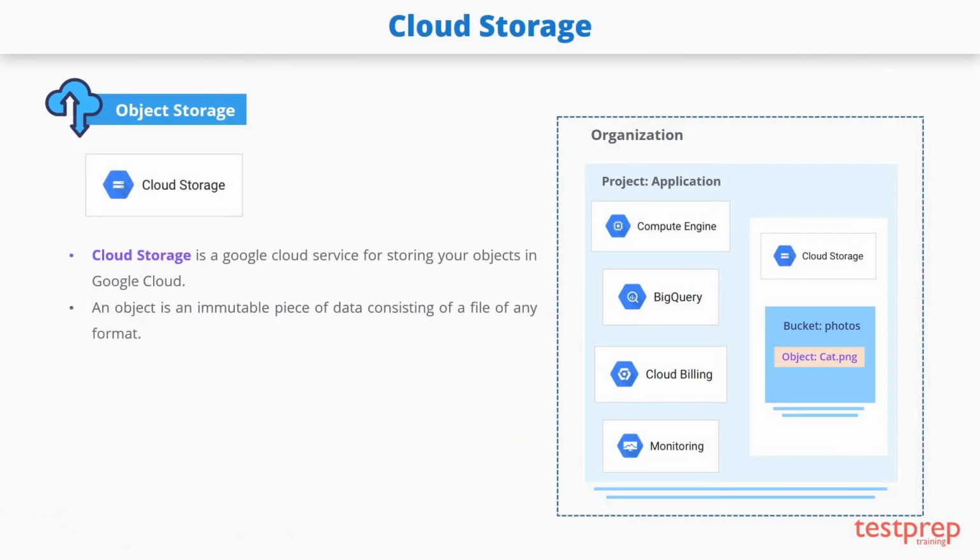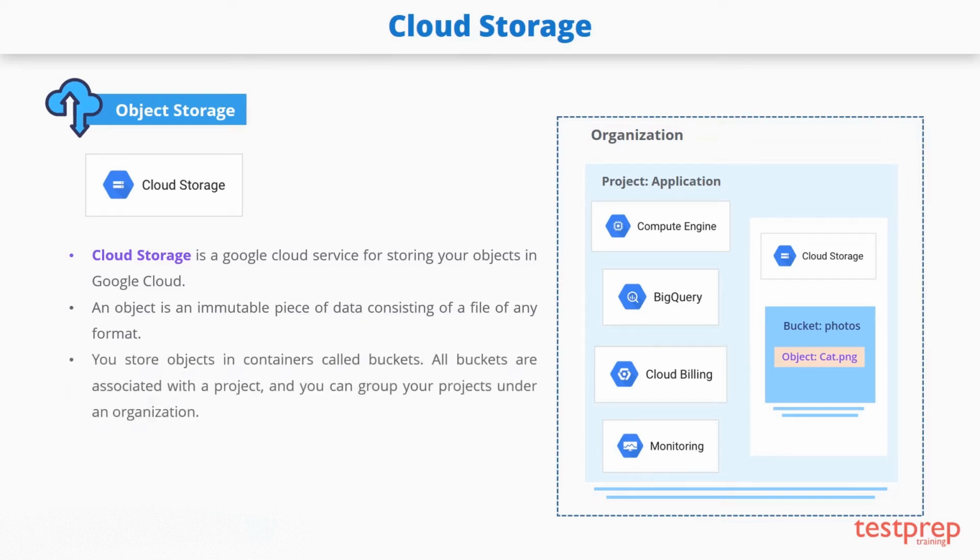Google Storage. First we'll talk about Cloud Storage, which is Google Cloud's storage service for objects. An object is an immutable piece of data, consisting of a file of any format. You store objects in containers called buckets. All buckets are associated with a project, and you can group your projects under an organization.